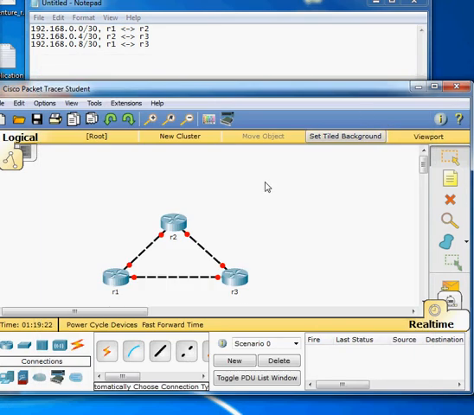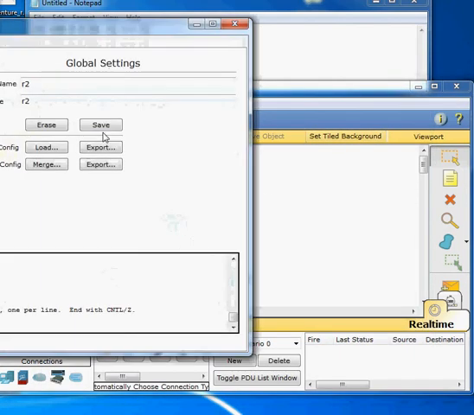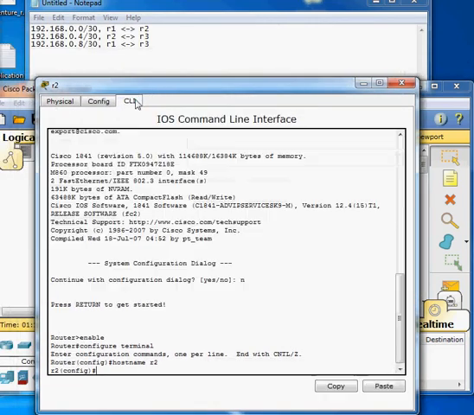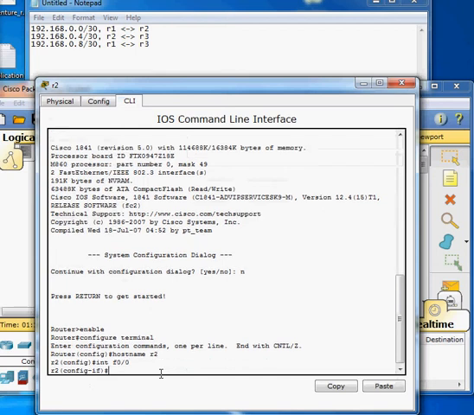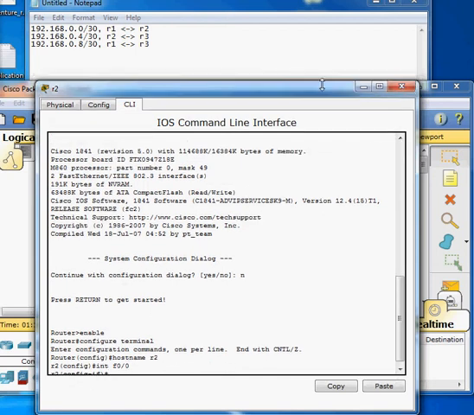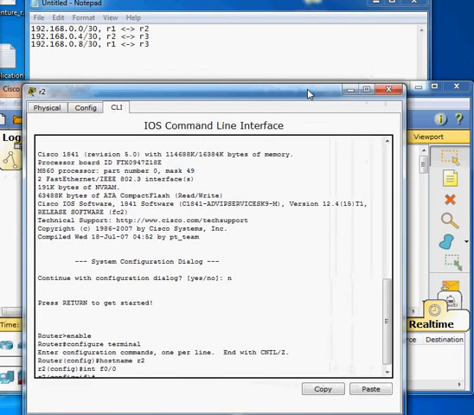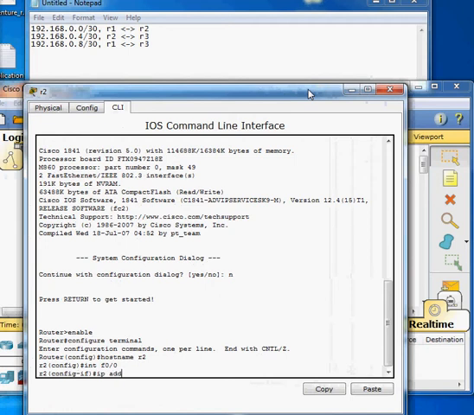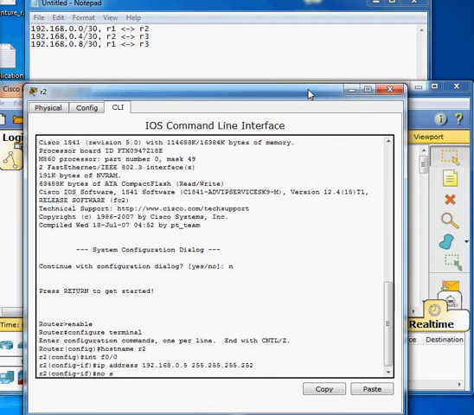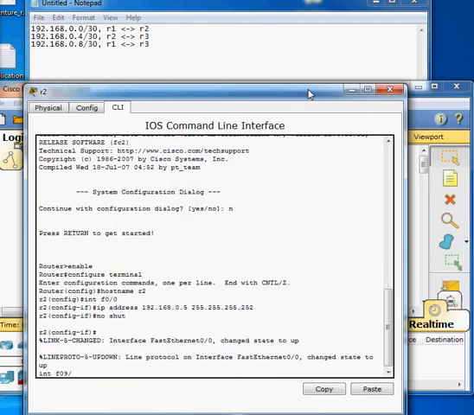So let me go on to Router 2. So on Router 2, F0/0 is going to be connected to Router 1. Do a no shut there. Now go on to the next one.